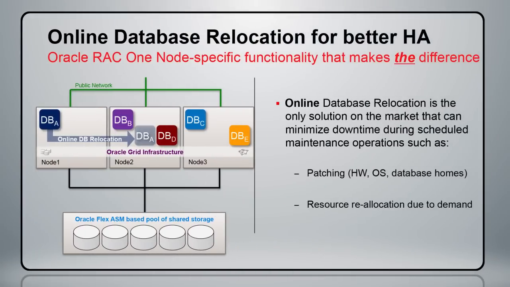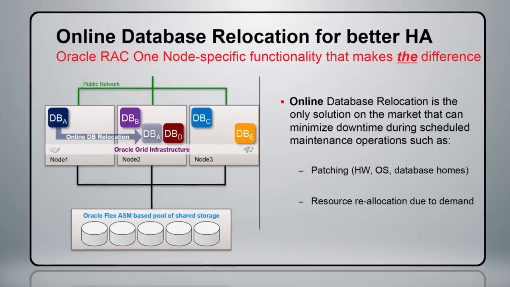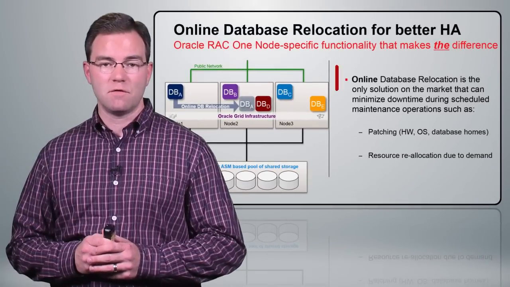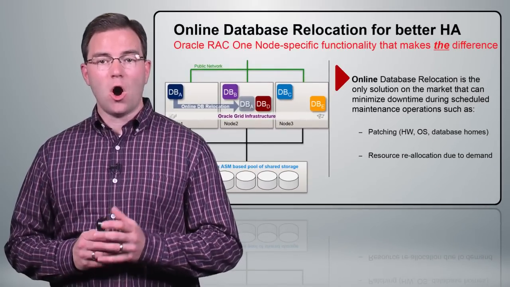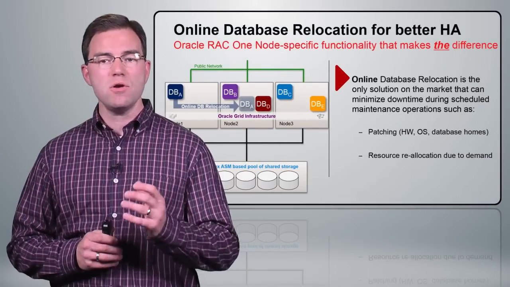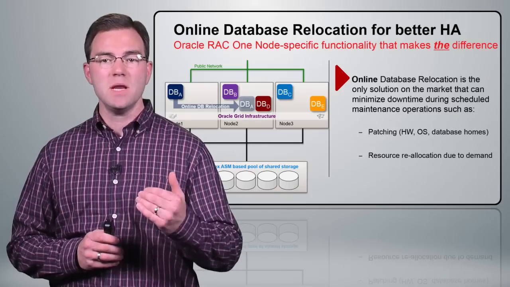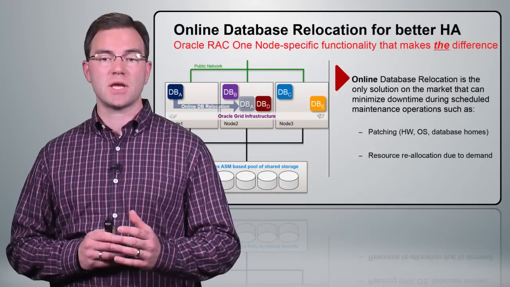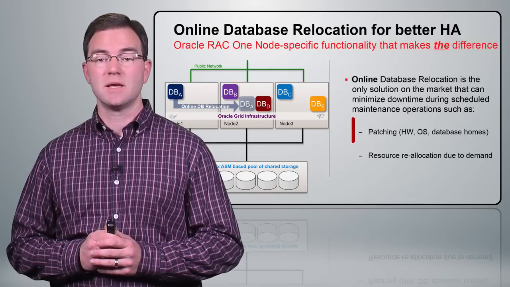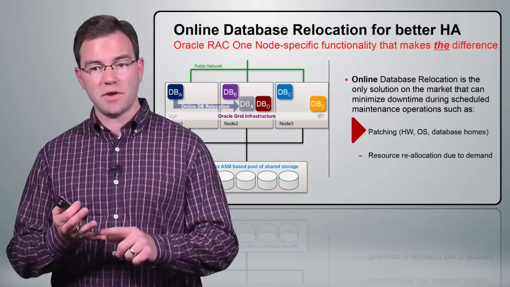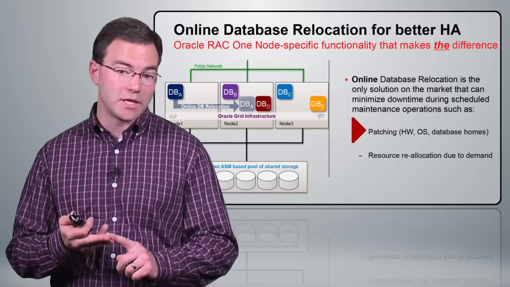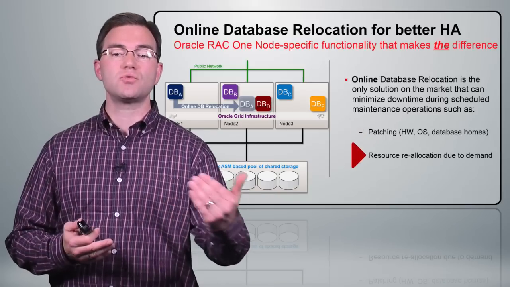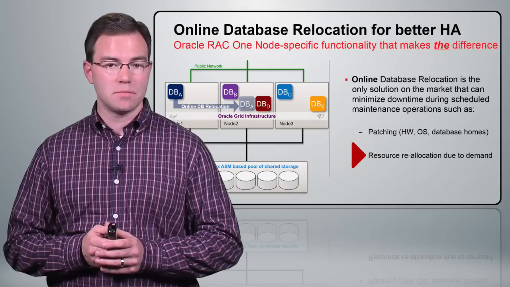The real benefit of Oracle RAC One Node comes into play when maintenance is performed on a system, because Oracle RAC One Node provides a unique feature called online database relocation for better high availability. Online database relocation is the only solution on the market that can minimize downtime during scheduled maintenance operations such as patching, which means hardware, operating system, or database home patching, and resource reallocation due to demand.